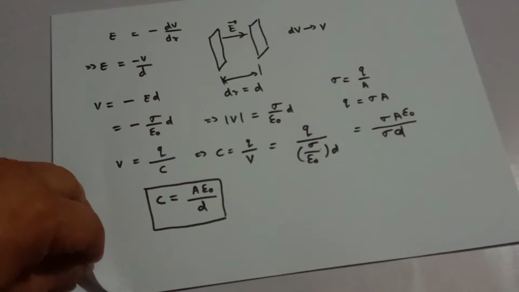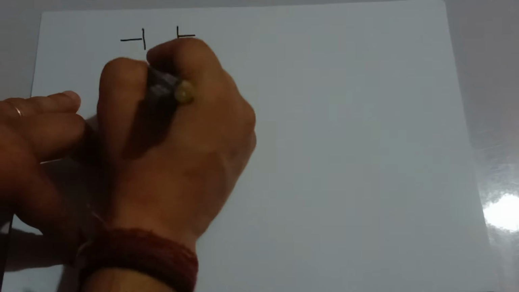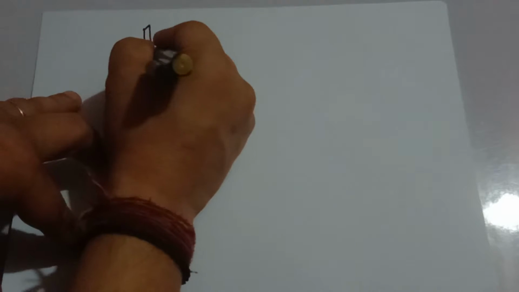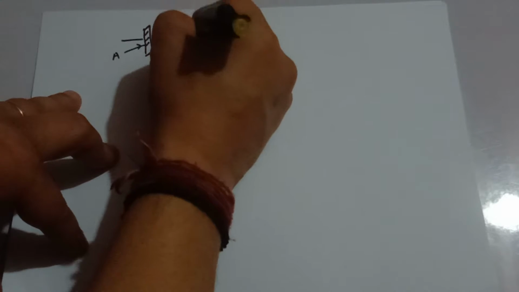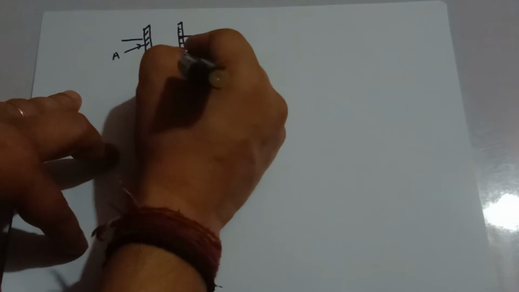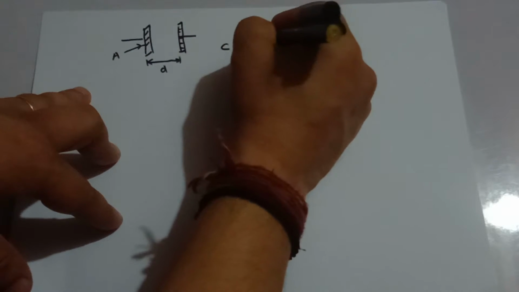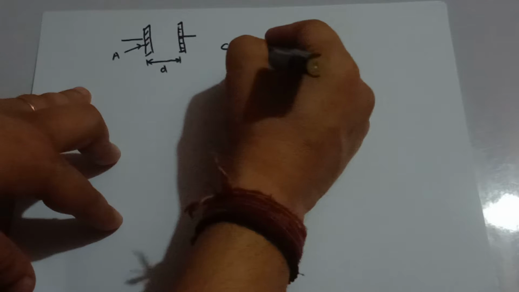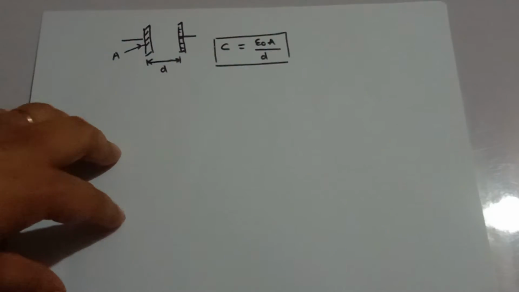So now let us consider that basically the parallel plate capacitor. Suppose I have a parallel plate, and that parallel plate is this one, and this has some area, suppose this is the area, which is A, and the distance between these two plates is D, then the capacitance would be epsilon naught A upon D. That is the capacitance of a parallel plate capacitor.